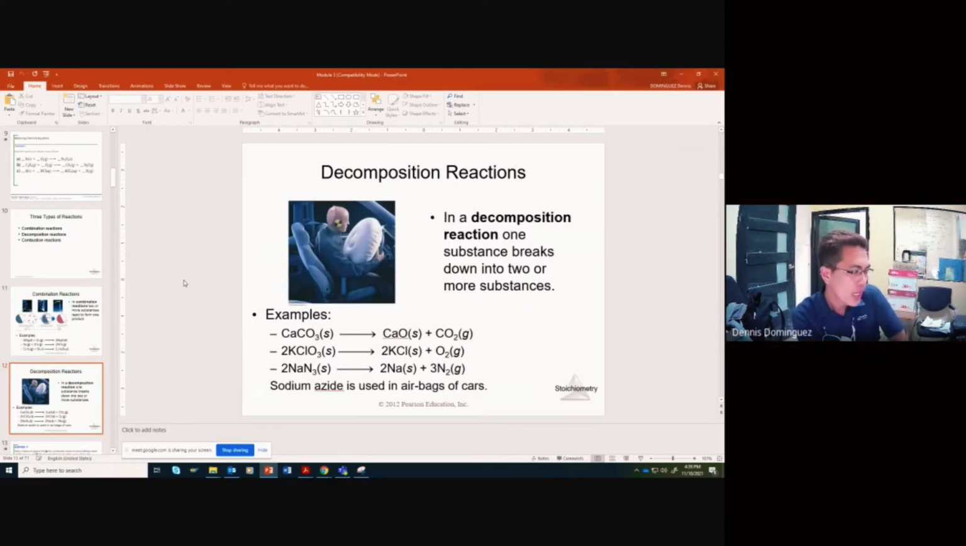You also have the decomposition reaction. For a decomposition reaction, one substance breaks down into two or more substances. So it goes back the other way, no? Earlier, two substances or two elements or two compounds were combined into one. Here it is the reverse. One compound breaks apart into two using heat or any process.